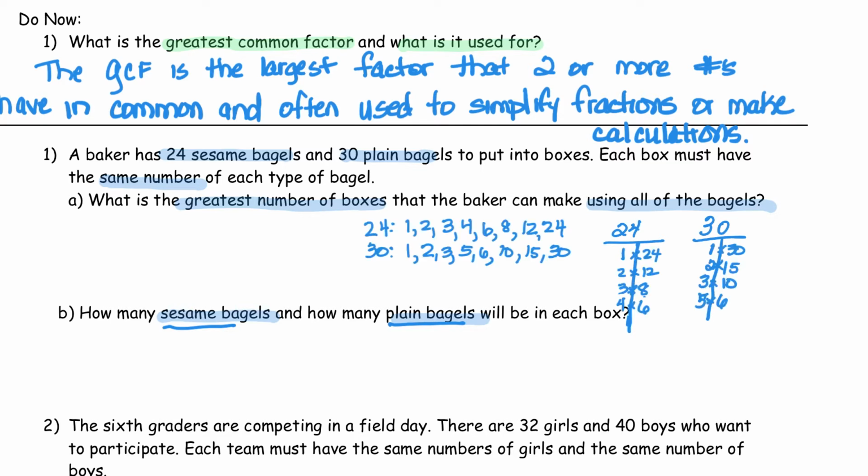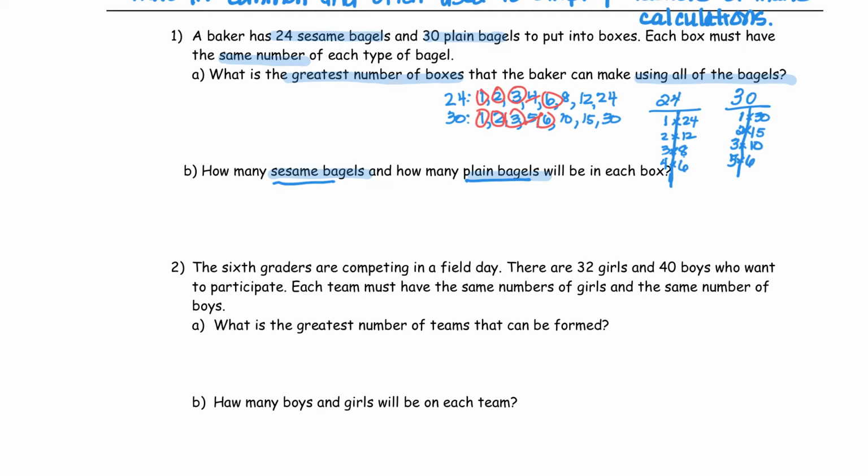So when I make my T-chart and I list all of the factors, then to find the greatest common factor, what I need to do is find the common factors. So 1's in both, 2's in both, 3 is in both, 4, no, 5, no, 6, yes, 8, 10, and I look through the rest and none of the rest are in common. So the greatest common factor of 24 and 30 is 6. So you can see that the greatest common factor of 24 and 30 is 6.